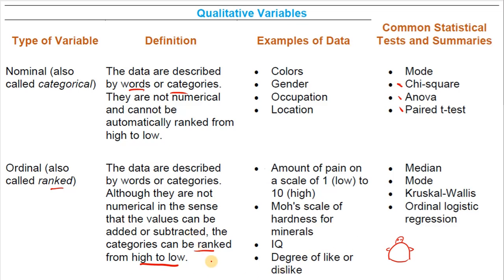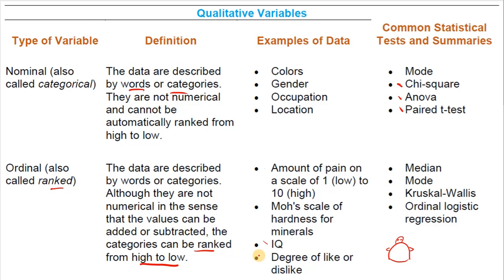I forgot. Okay, and also the Mohs scale of hardness for minerals. So the hardest one is diamond. The IQ number, and then you can also have the agree or disagree scale. Strongly agree, strongly disagree.